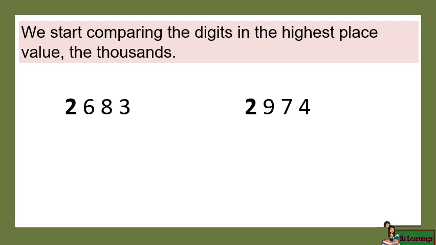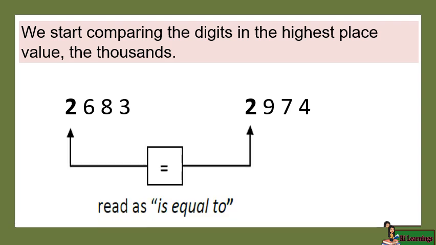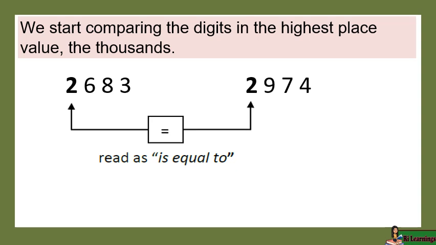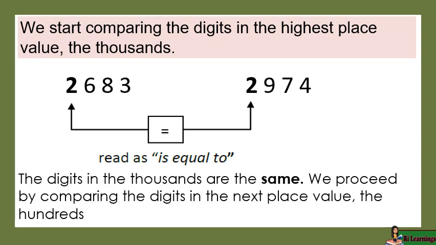We start comparing the digits in the highest place value, the thousands. Thousands, last year, 2, is equal to this year, 2. The digits in the thousands are the same. We proceed by comparing the digits in the next place value, the hundreds.